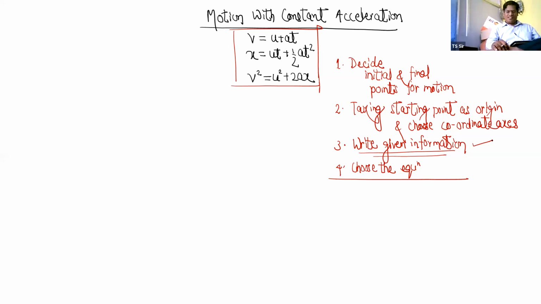That means friction equals 0. The surface is smooth, that means friction is equal to 0. A body is thrown. Find out maximum height. So maximum height means the velocity is 0.